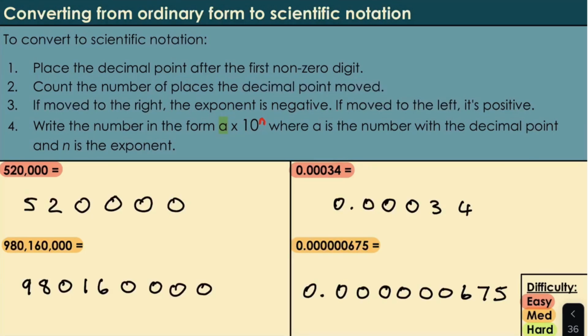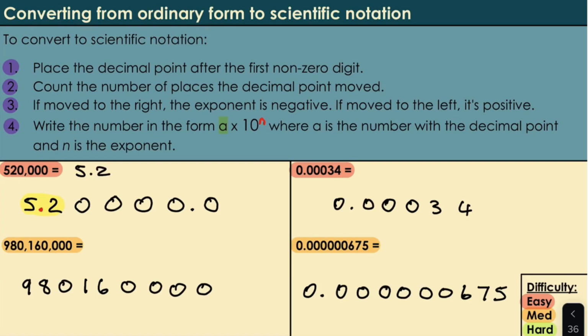To convert from ordinary form to scientific notation, we will follow these 4 steps. Now first you have to understand 520,000 is exactly the same as 520,000.0. Now we can perform step number 1. Place the decimal point after the first non-zero digit. Our first non-zero digit is 5. We can see the value of A already. The value of A is that part, 5.2. 5.2 is the A component.